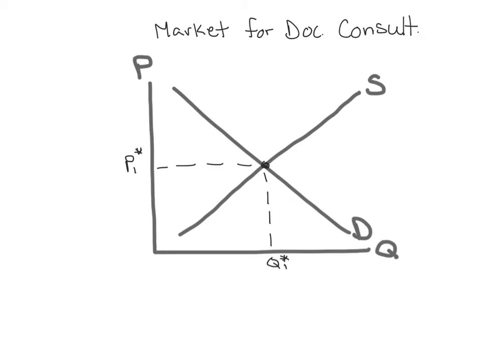Example number 3 says medical school becomes cheaper, so more physicians graduate every year. All else equal, how does the price of a doctor consultation change? Okay, so I've already drawn here the upward sloping supply of doctors and the downward sloping demand for doctors. And the interaction of the two gives us an equilibrium price of a doctor consultation and the equilibrium quantity of doctor consultations that actually occur in this market.